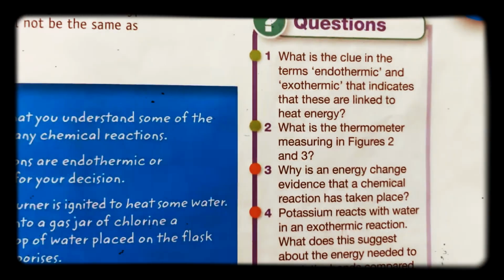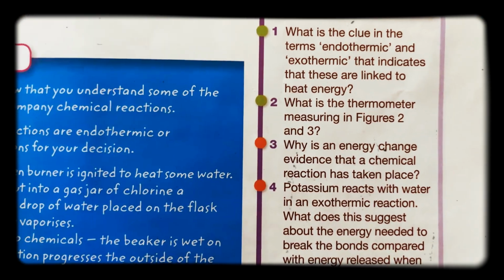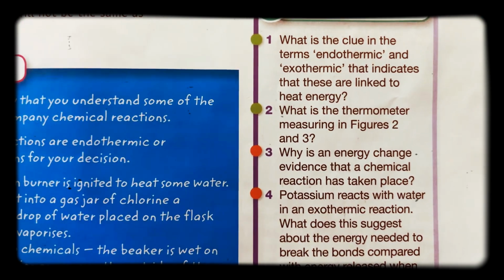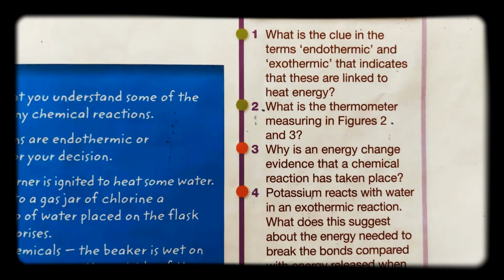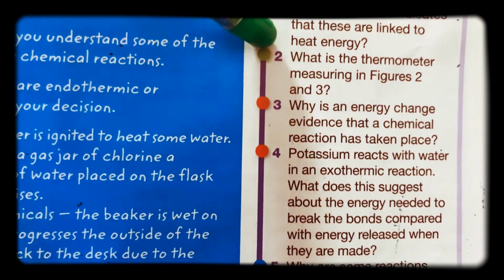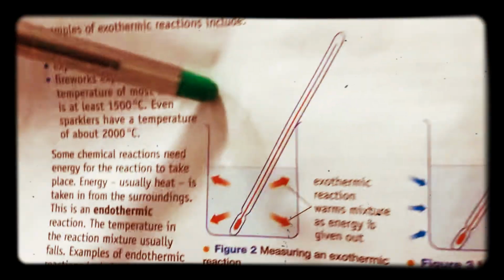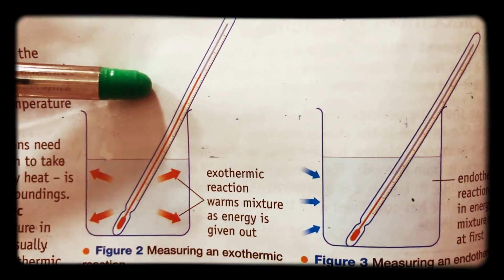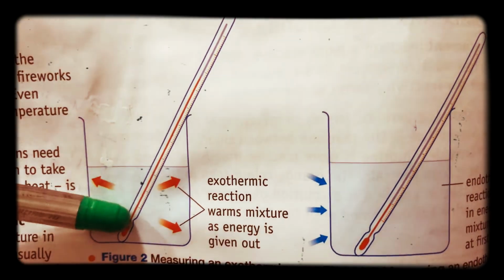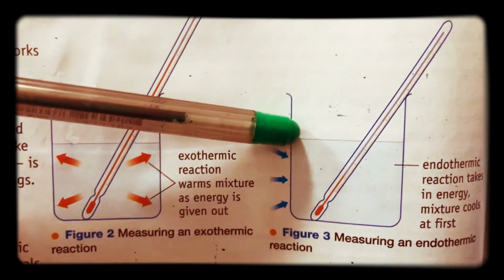Okay, very quickly, questions. Let's go through them. What is the clue in the term endothermic and exothermic that indicates these are linked to heat energy? Pause the video. The answer is that both words have thermic in. What is the thermometer measuring in figures 2 and 3? Pause the video. It's measuring the temperature change in the surroundings of a reaction mixture.